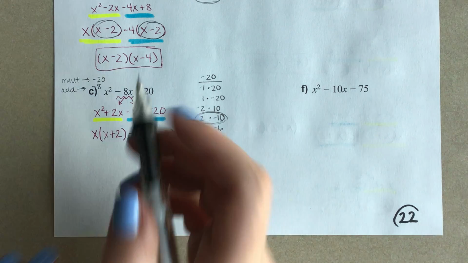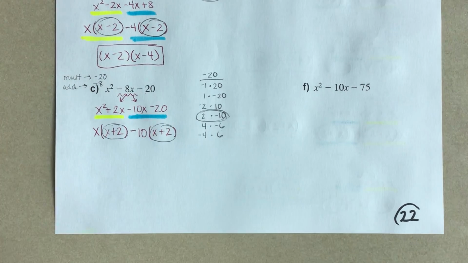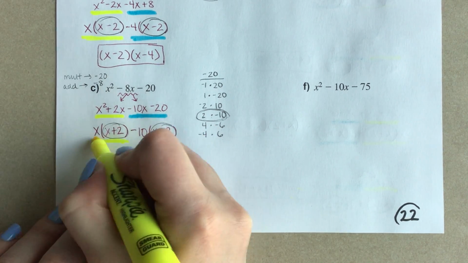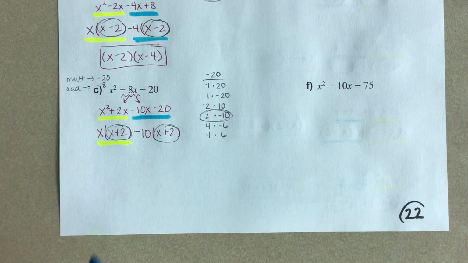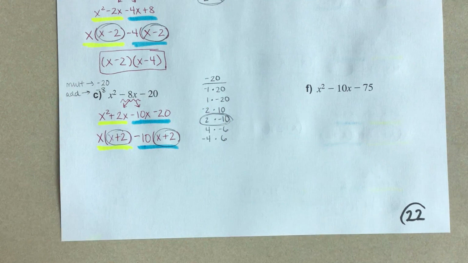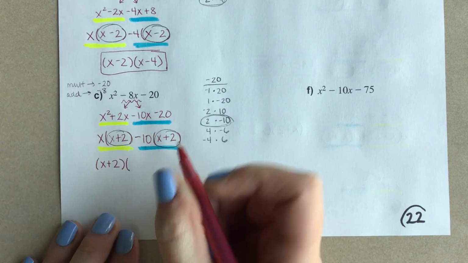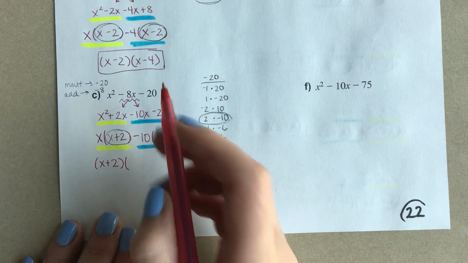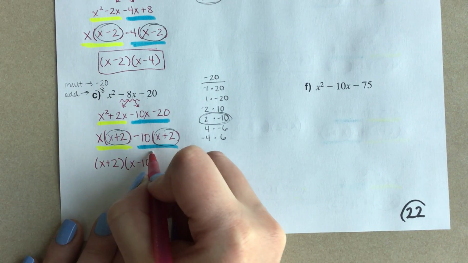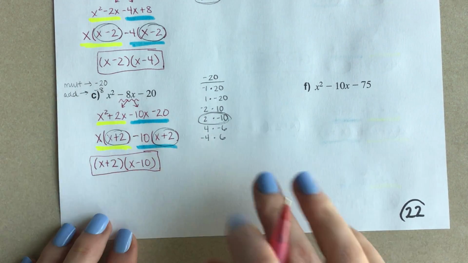Now that they have that x plus 2 in common, I can factor it out. So the first half, underlined in yellow, and this second half, underlined in blue, they have a common factor. That common factor is x plus 2. So I'm going to factor out the parentheses. And now what do I have left over? x minus 10. And those are our factors for problem C.